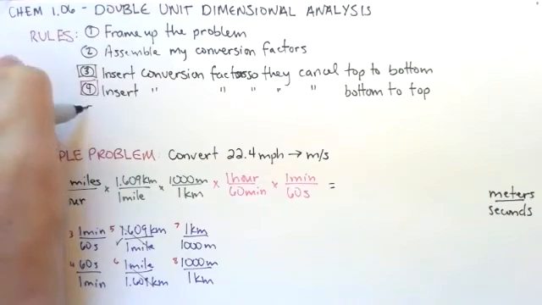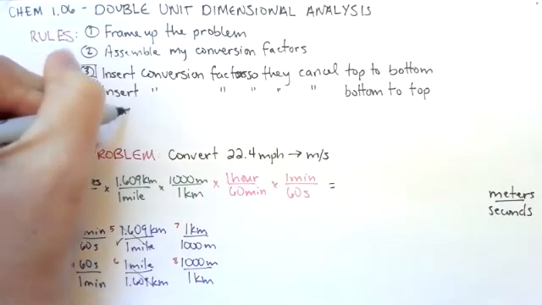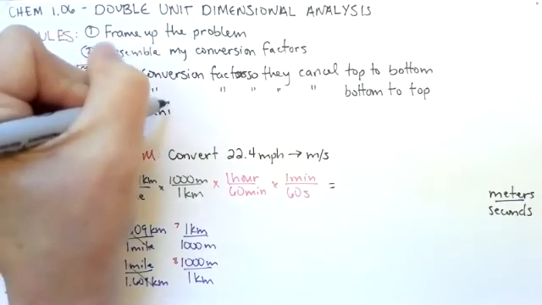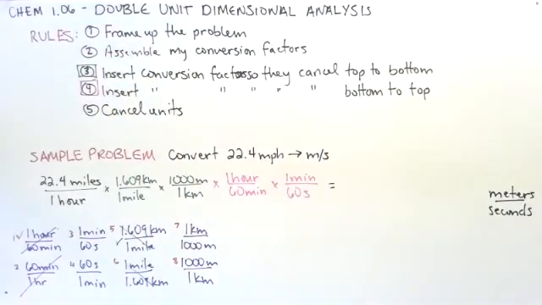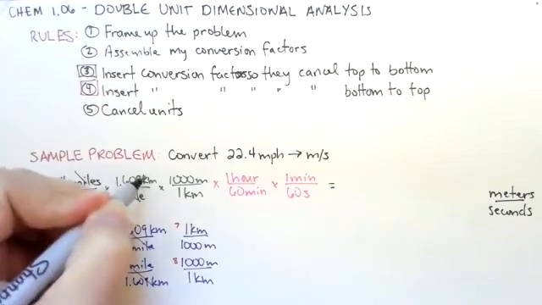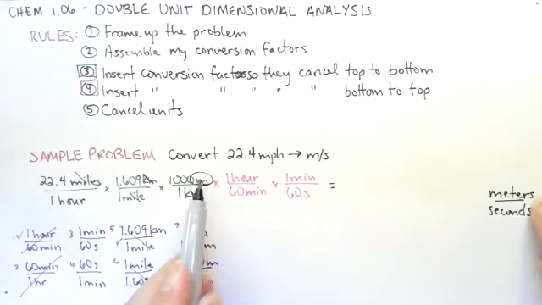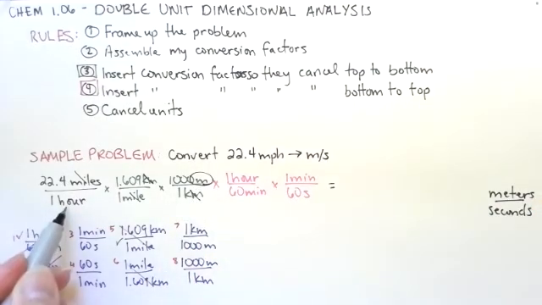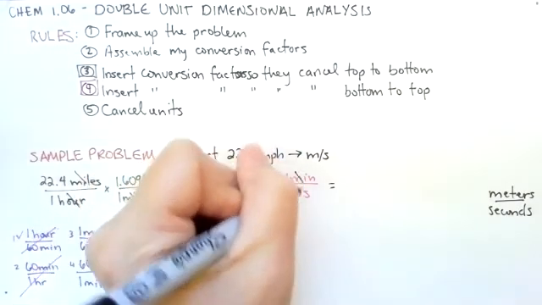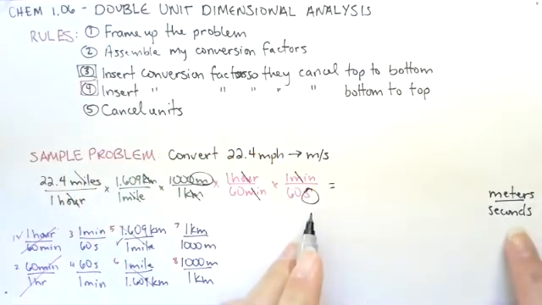So in this case, I have an extra step. Now I'm ready to cancel units. So here we go. First we go top to bottom: miles, miles, kilometers, kilometers. Meters is left, and that's what I wanted. So I have hours on the bottom. Now I'm going to cancel bottom to top, and I have seconds left on the bottom.